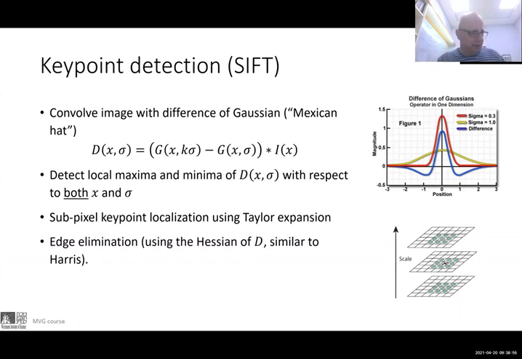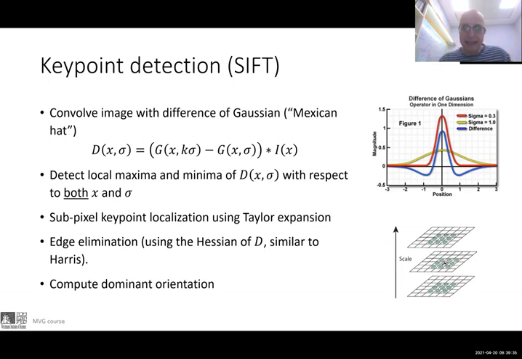This feature transform gives you some response also with edges, and so they did another step of edge elimination, essentially using a functional that looks like the Harris corner detector. So in a sense, they use a different corner detector, but filter that detector using the Harris corner points. Okay.